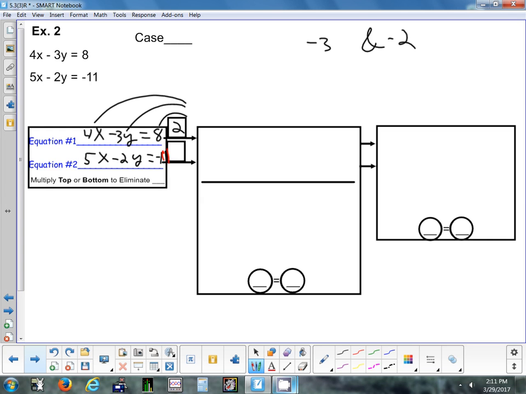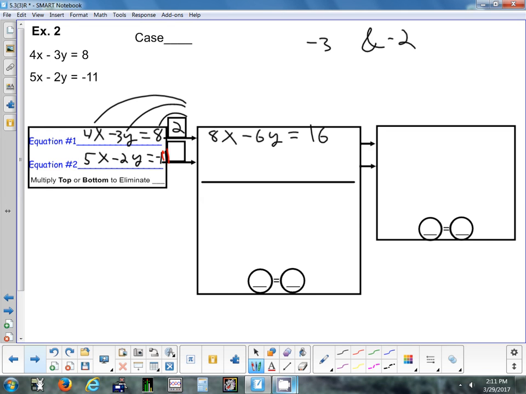Antonio, can you tell me what you get when you multiply everything by 2 in the top? You get negative 6. Yeah, everything first. Negative 6 again. So 2 times 4x, positive 8x. And then 2 times negative 3y, negative 6y, equals 16.